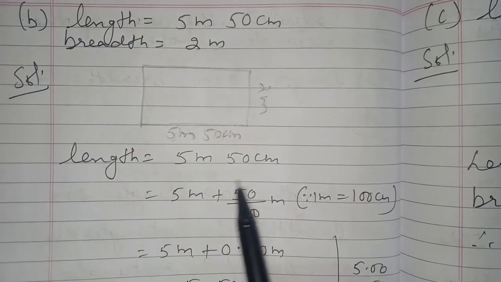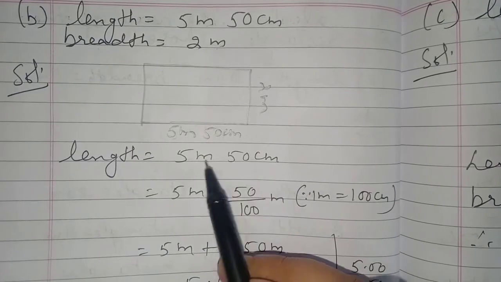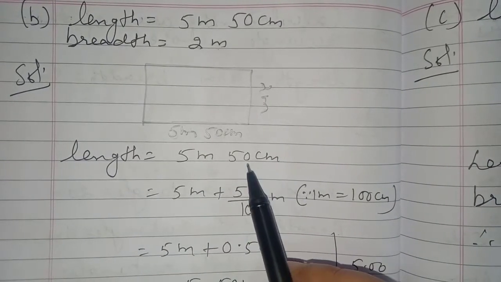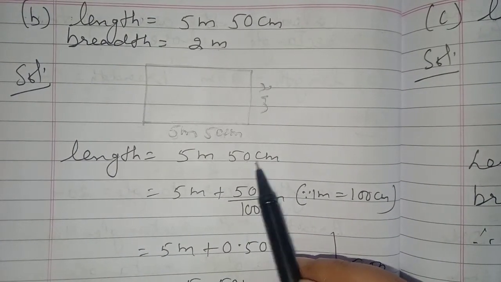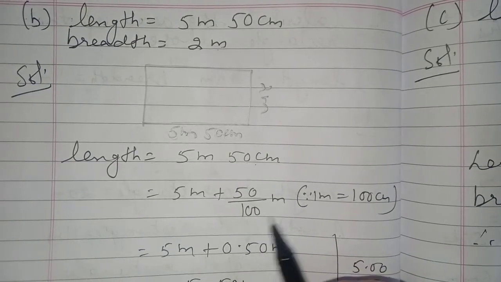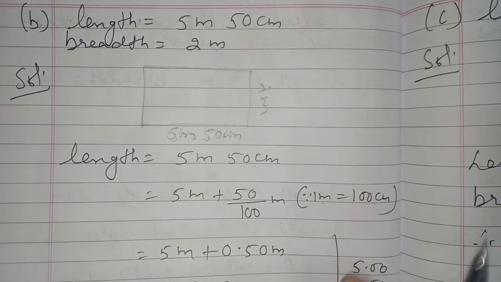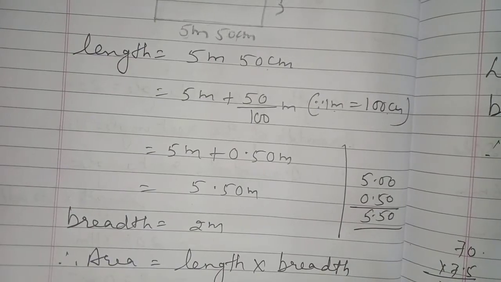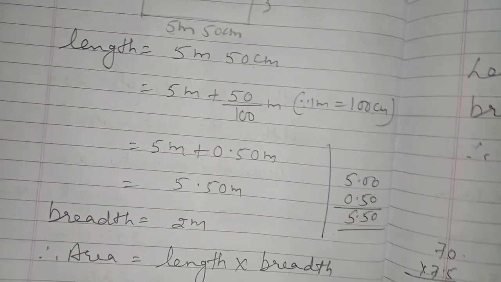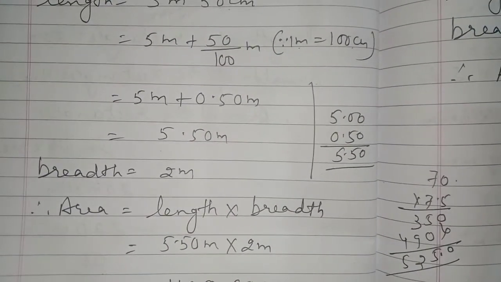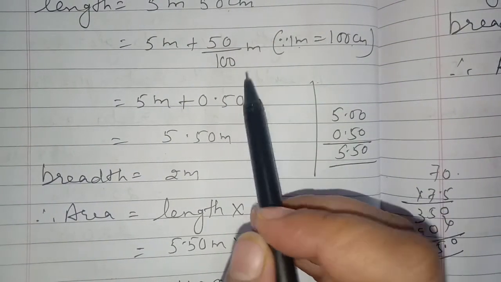Now we have to convert the length into meters. So 5 is already in meters. We have to convert this 50 centimeter into meter. For that we have to divide it by 100 because 1 meter is equal to 100 centimeter. And when we divide 50 by 100, we will get 0.50, because we will just find the answer without long division.